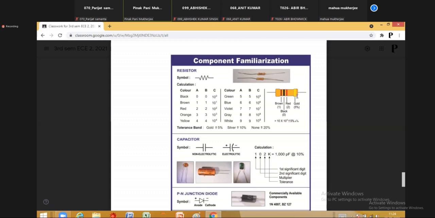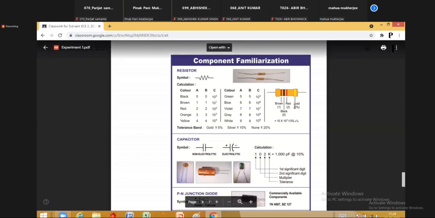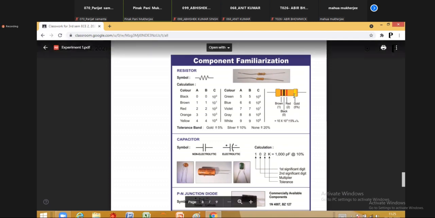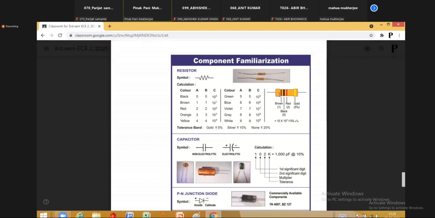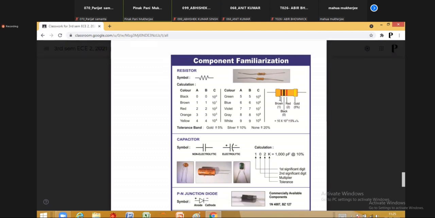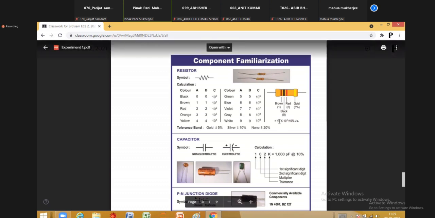Now you see in this typical case, the first color is brown, the second color is black, and the last color is red. And the fourth band, which is called the tolerance band, is gold. We know that gold means plus minus 5%. Now let me calculate the value. The rule is that the numbers assigned to the first two color bands will be written side by side. Brown is 1, so you write down 1. Then black is 0 as per this list, so you write down 1 0.